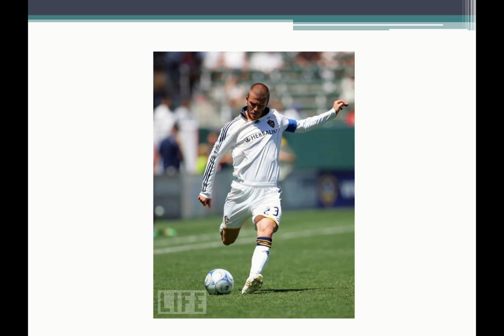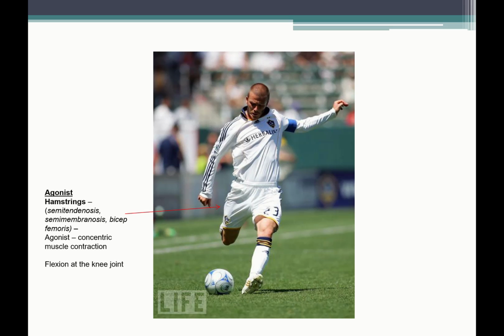In order for him to prepare to strike the ball, he lifts his leg back and bends his knee, and therefore we've created flexion. So therefore, the agonist in this movement is going to be the hamstrings. So the hamstrings are made up of the semitendinosus, the semimembranosus and the bicep femoris. And it's concentric contraction that we're getting in the hamstring here, which again enables us to identify the hamstrings as the agonist.